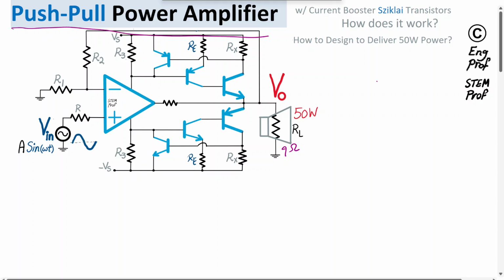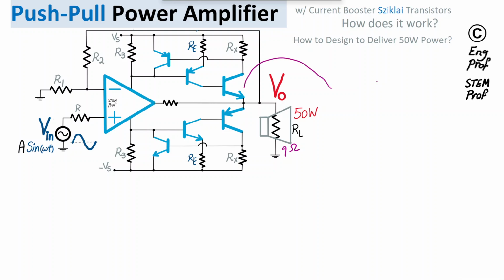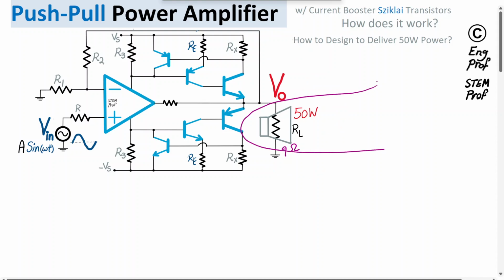How to design a push-pull power amplifier circuit with Sziklai Darlington BJT power transistors at the output is discussed in this example. At the output, we want to deliver a sizable power, 50 watts for example, to an audio system speaker with a resistive load RL of, let's say, 9 ohm.